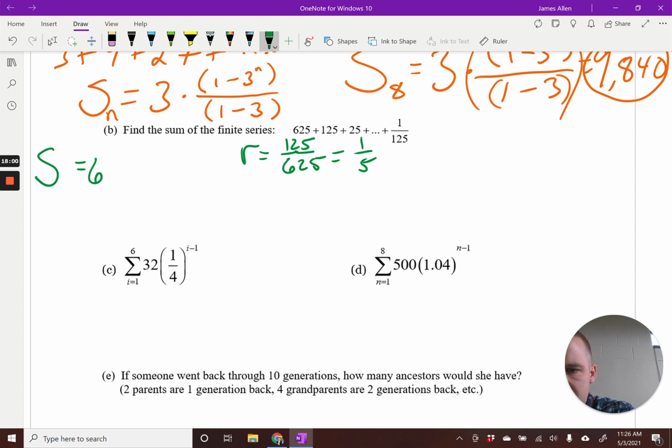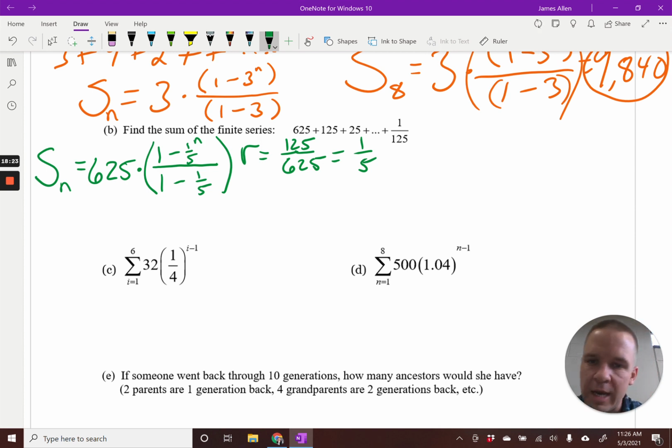My first term is 625. So 1 minus 1/5 raised to the n. I don't know what the n is yet. 1 minus 1/5. Okay. I need to figure that out. I need to know how many terms we're adding together for this formula to work. So I need to solve for n. Is there a way I could do that? Well, 1 over 125 is my last term, right?